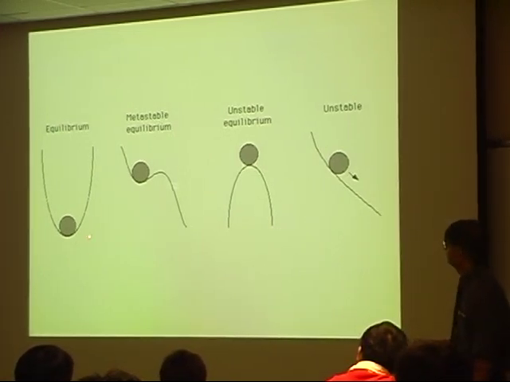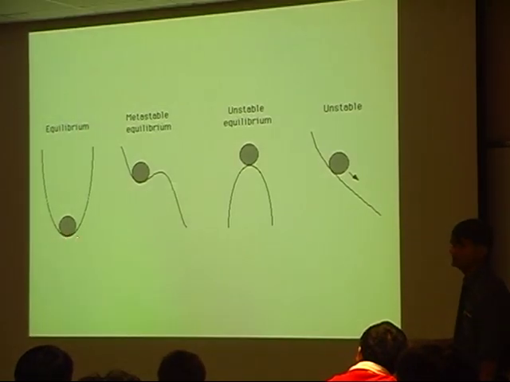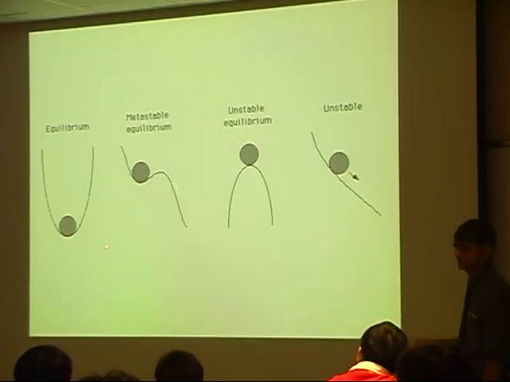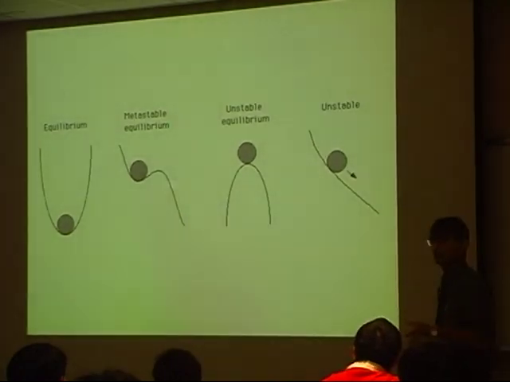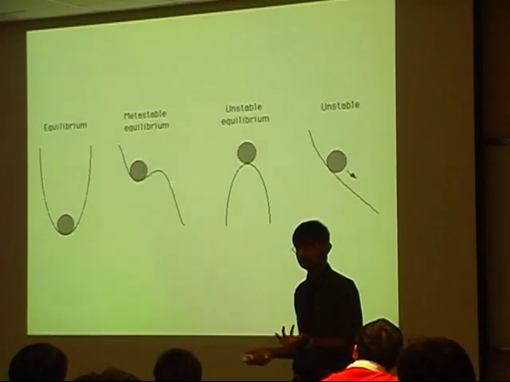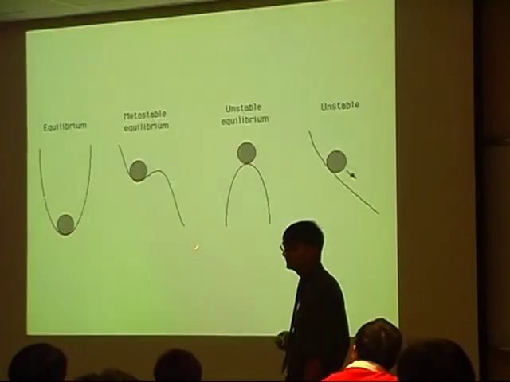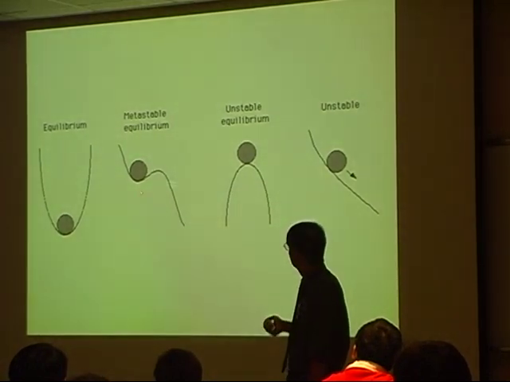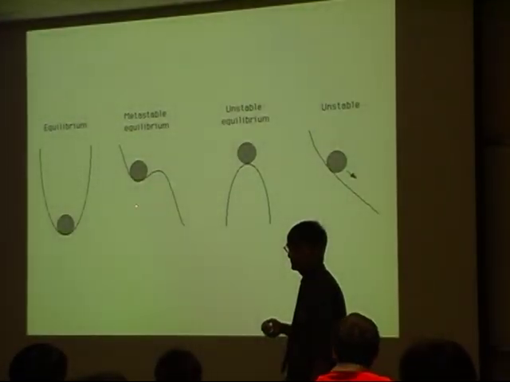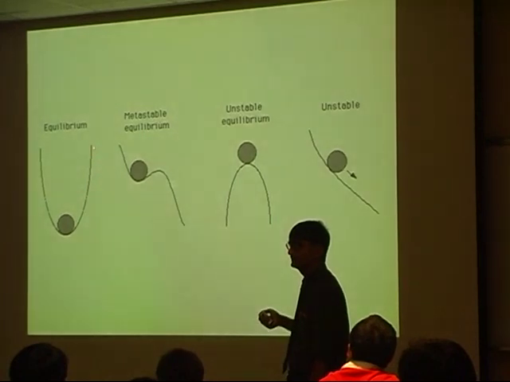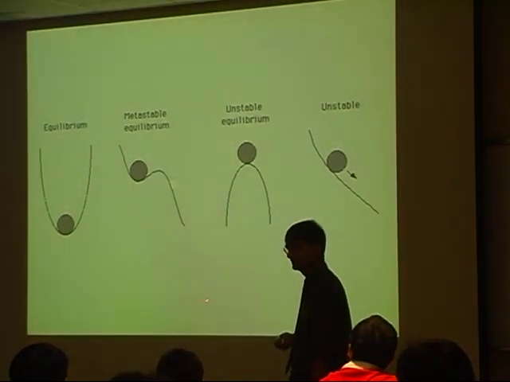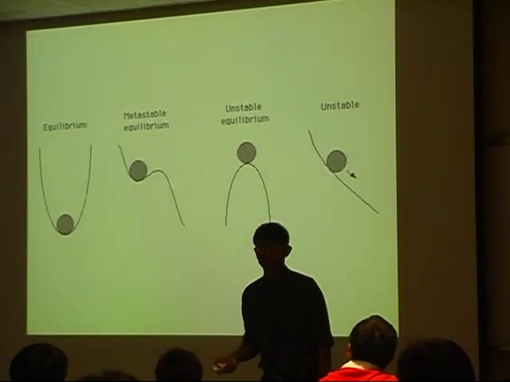Now, in this diagram, I'm assuming that this is the lowest energy state. Right? But we never know whether this is the lowest energy state or not. There might be another minimum somewhere else. So this is what we call a metastable equilibrium, where we have a local energy minimum, and there might be another energy minimum somewhere else.